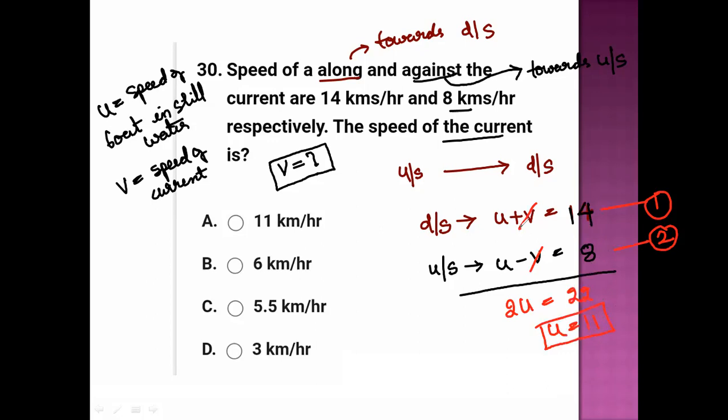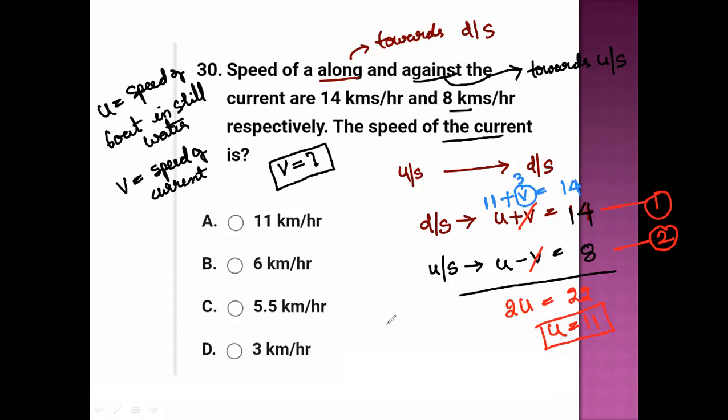So then what should be the V value? You can substitute in any equation. You can see that U is 11, plus something we need to add, that is V, and it should become 14. Then what should this V value be? If you add 3 to 11, it will become 14.